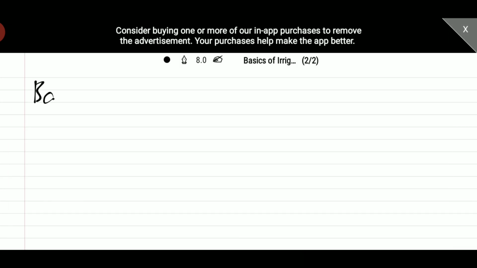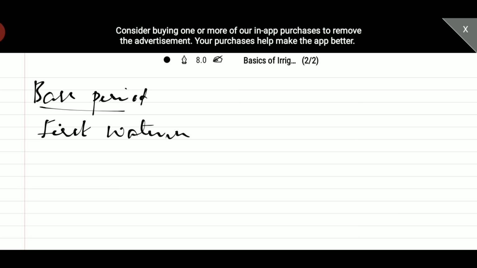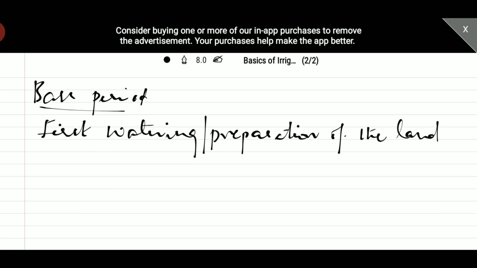Coming to the base period, the base period is defined as the total time between the first watering done for preparation of the land for sowing of the crop to the last watering before harvest.